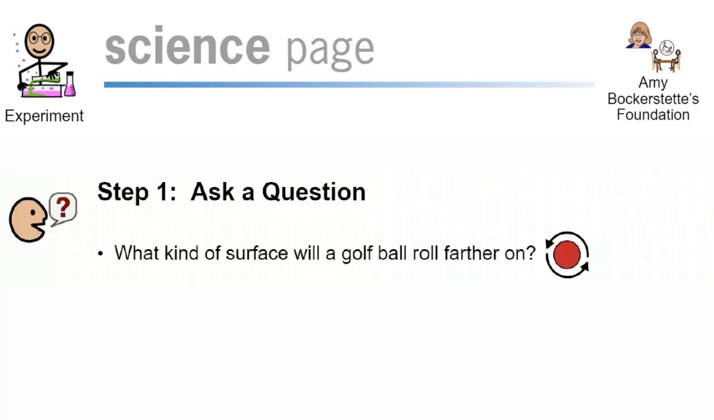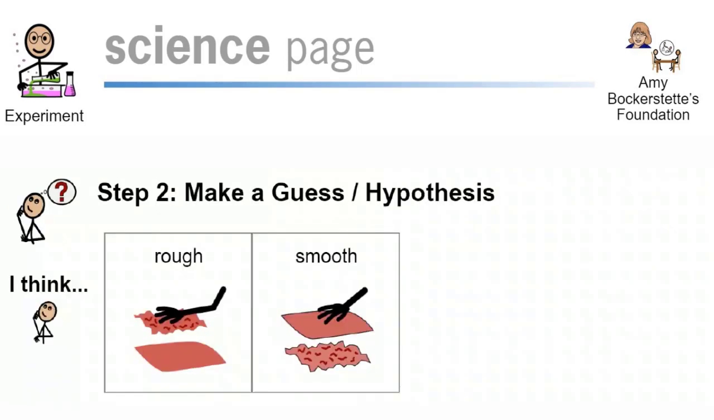In science, we start off with a question that we would like to answer. This is what our experiment is built for. Our experiment is built to answer this question. For this science experiment, our question is, what kind of surface will a golf ball roll farther on? Let's go ahead and make a guess or a hypothesis about that question.